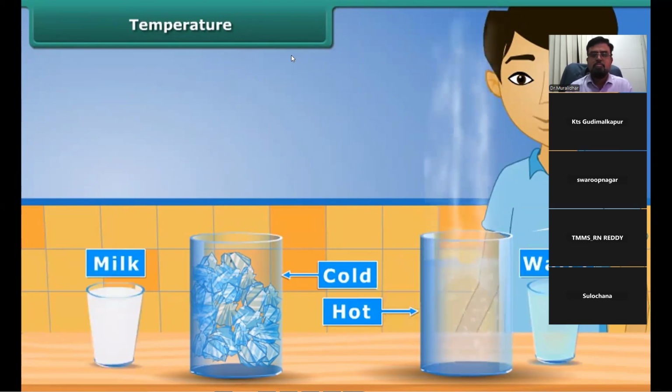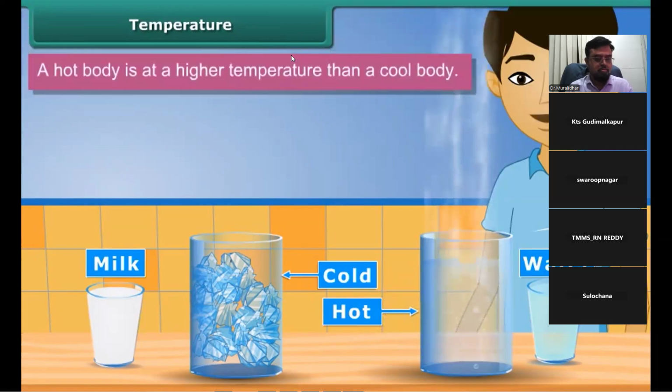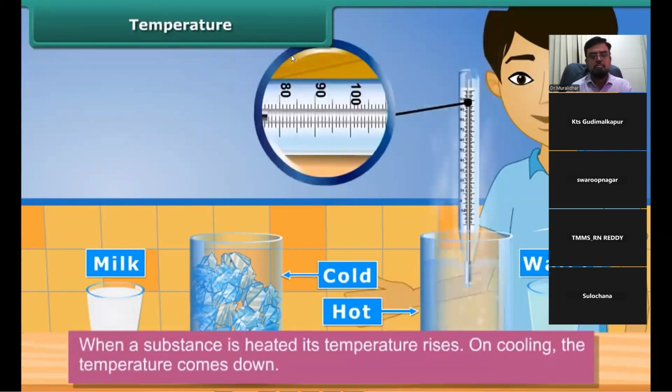We say that water from fridge is cold and milk is hot. How much cold is water? Is it cooler than ice? How much hot is milk? Is it hotter than boiling water? Obviously, for this we need a measure to know about coldness and hotness of a body.